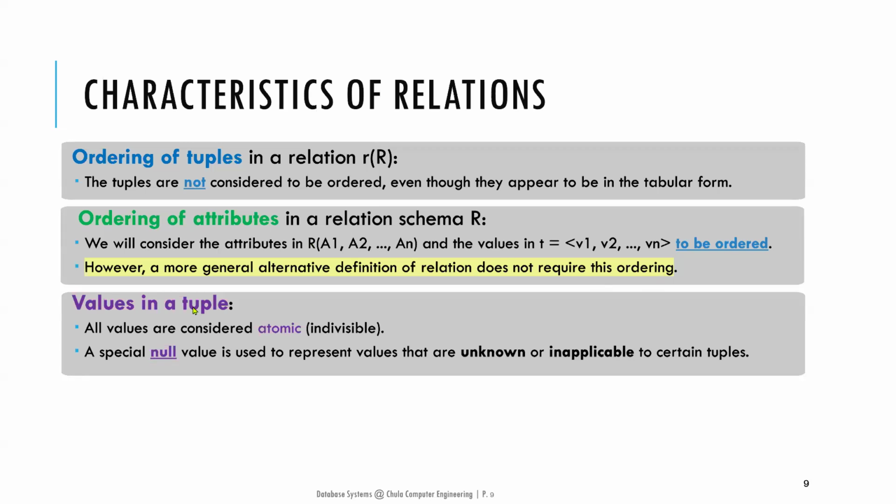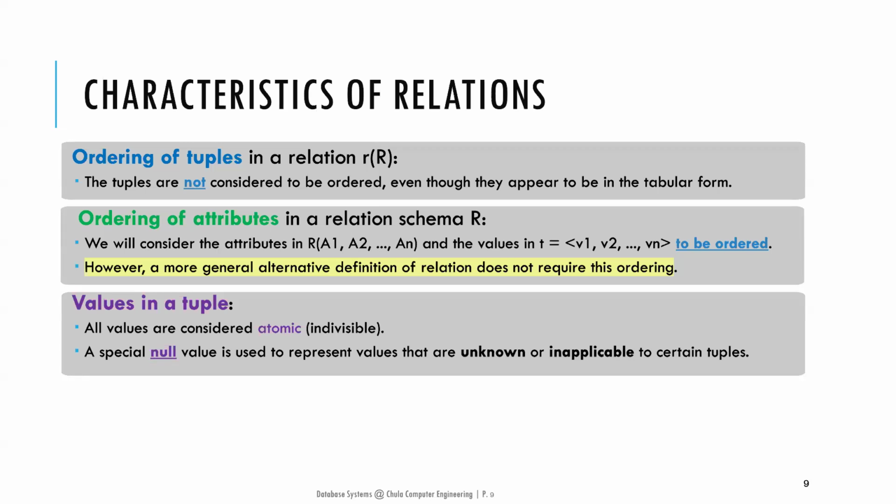Now, all values within the tuple are considered what we call atomic. When we say atomic, it is indivisible, meaning that the data cannot be divided anymore. For example, if you have a name comprised of first name and last name, then you can divide between first name and last name.